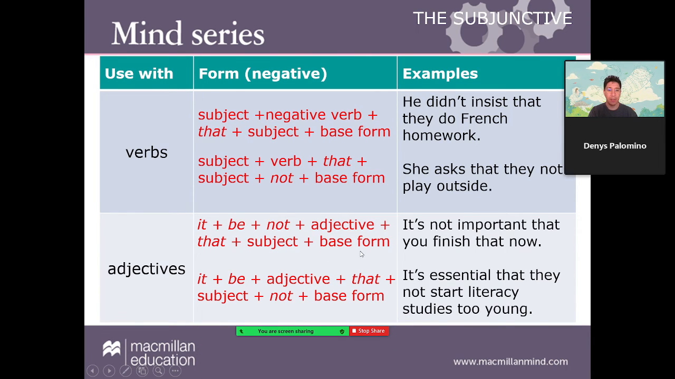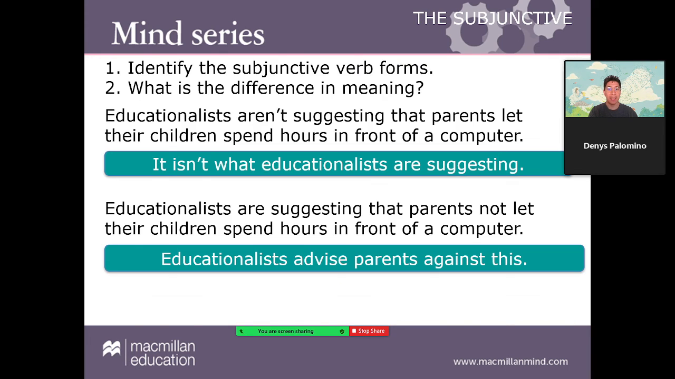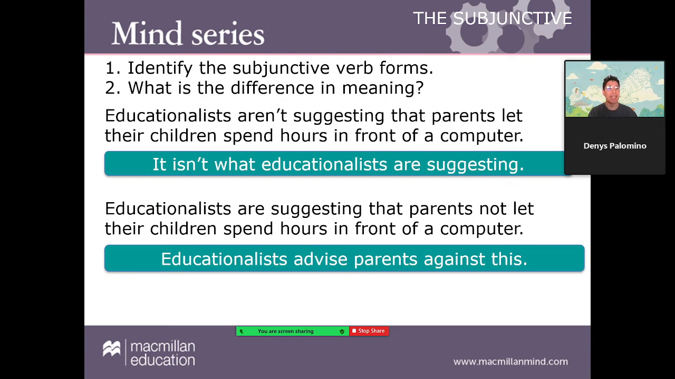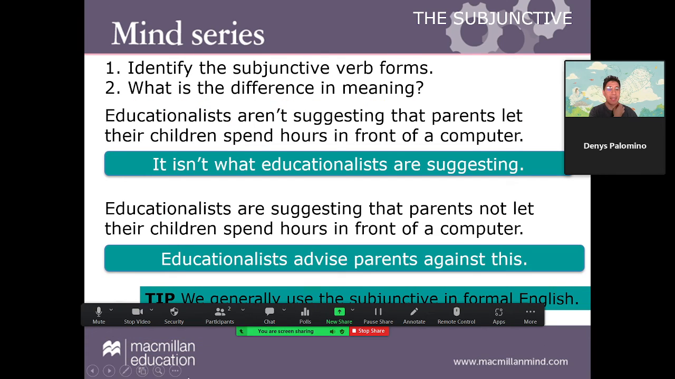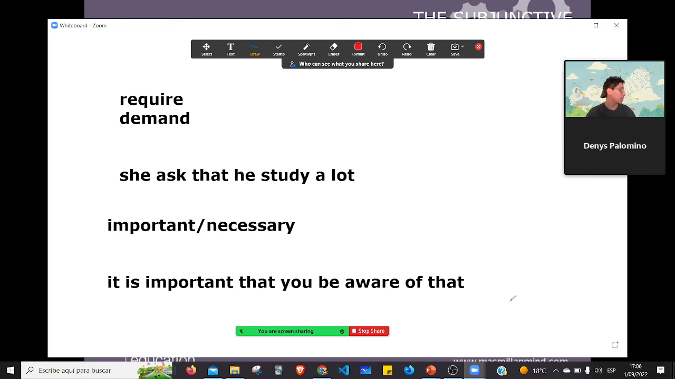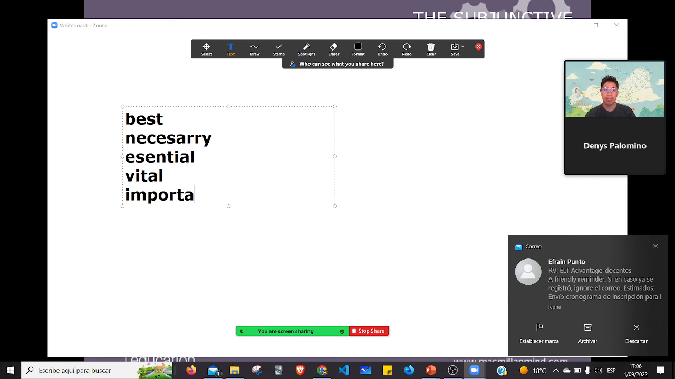No. ¿Te acuerdas de los verbos? Los adjetivos también. Entonces, esto es el subjuntivo. Okay, lo que quería hacer era un repasito con otros verbos más, pero veo que te has olvidado. Lo voy a escribir, ¿te parece? Ok, tenemos best, necessary, essential, necessary, best, vital, important.